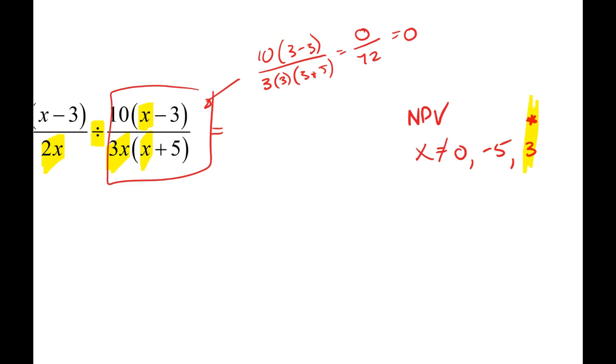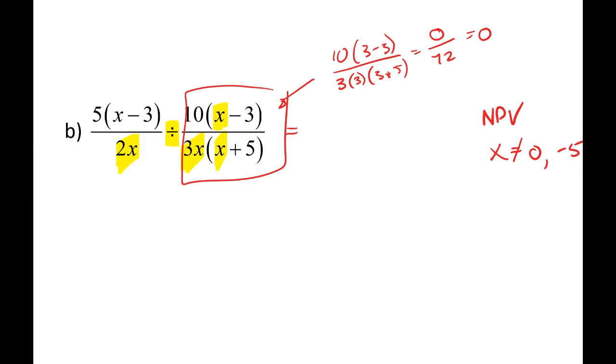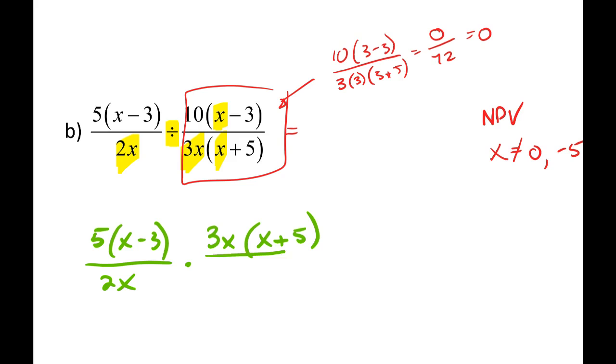Okay, so if you need to put a little star by that 3, we'll keep that in mind. Okay, so let's simplify now. I'm not going to multiply because I need it in factored form. And so this becomes the reciprocal, 3x over x plus 5. And now let's see if there's anything that can be cancelled.